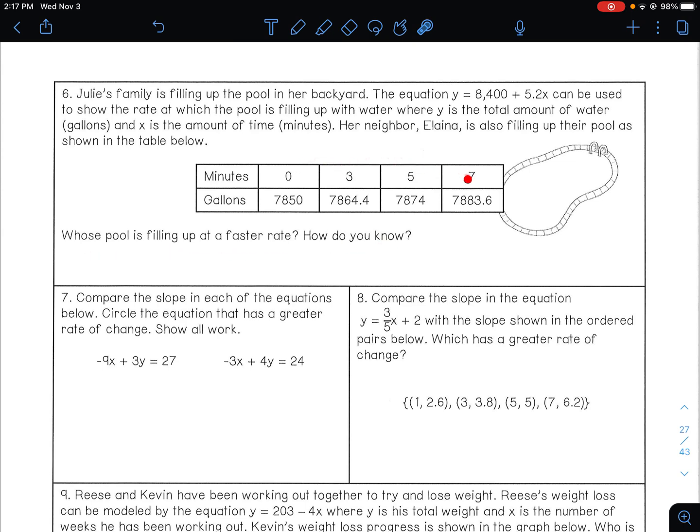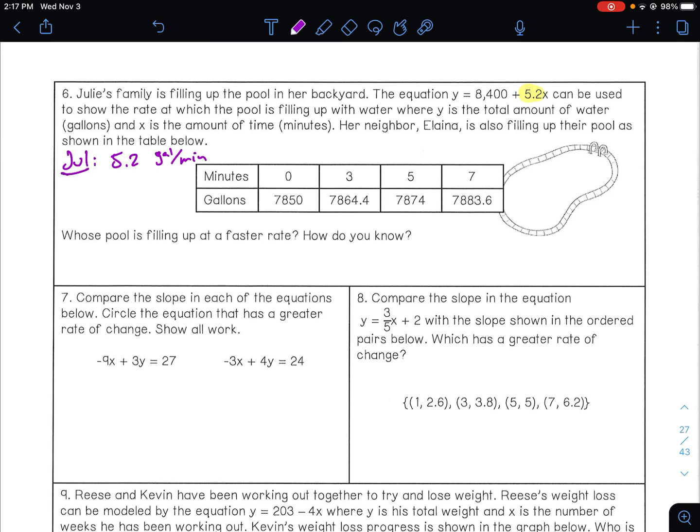So we need to figure out the rate of change for both of them. Julie's rate, remember, the rate of change is in the equation and it's what's multiplied with x. So Julie's rate of change is 5.2 gallons per minute.